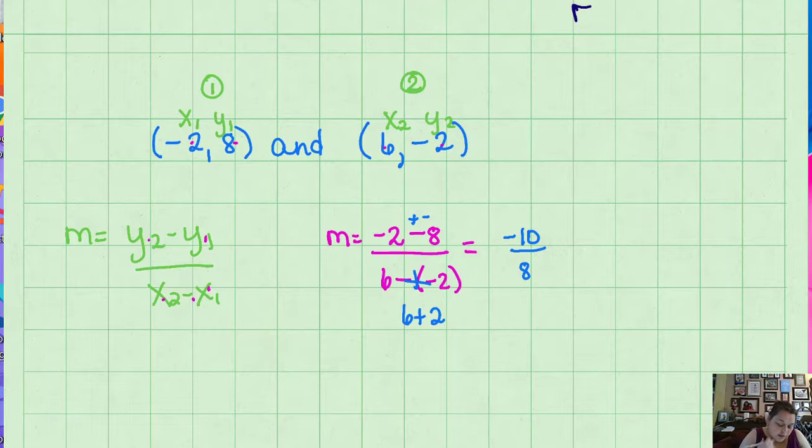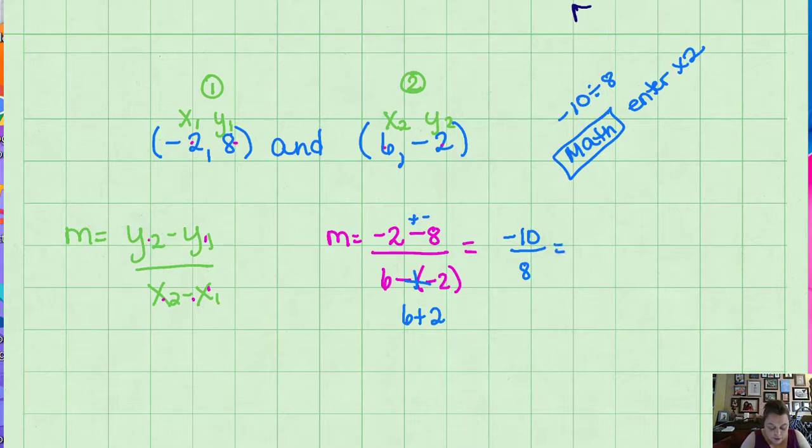And then you can reduce that. You can use your calculator to help you. You can hit -10 divided by 8, and then hit the math key, which is on the top left if you're using a TI 83 or 84, and then enter twice. And then it reduces the fraction for you. This reduces to -5/4.